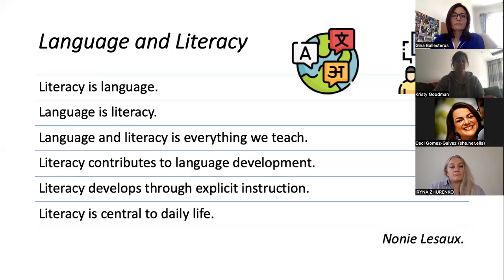Language and literacy. Literacy is language. Language is literacy. Language and literacy is everything we teach. Literacy contributes to language development. Literacy is central to daily life.